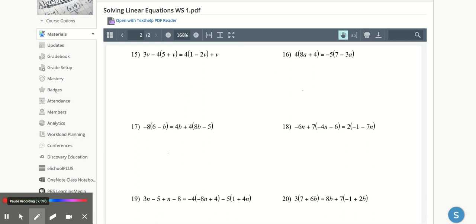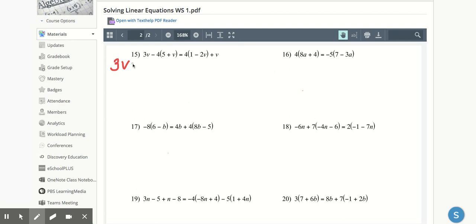All right, so we're going to take a look at number 15 here. So 15, you can see we've got 2 sets of parentheses. So you're going to have a couple of times that you're going to have to distribute. So you are going to distribute the negative 4 only to that set of parentheses that's immediately following it. And then you're going to distribute the 4, but only to the parentheses that's immediately following it. So that's going to end up looking like a 3v.